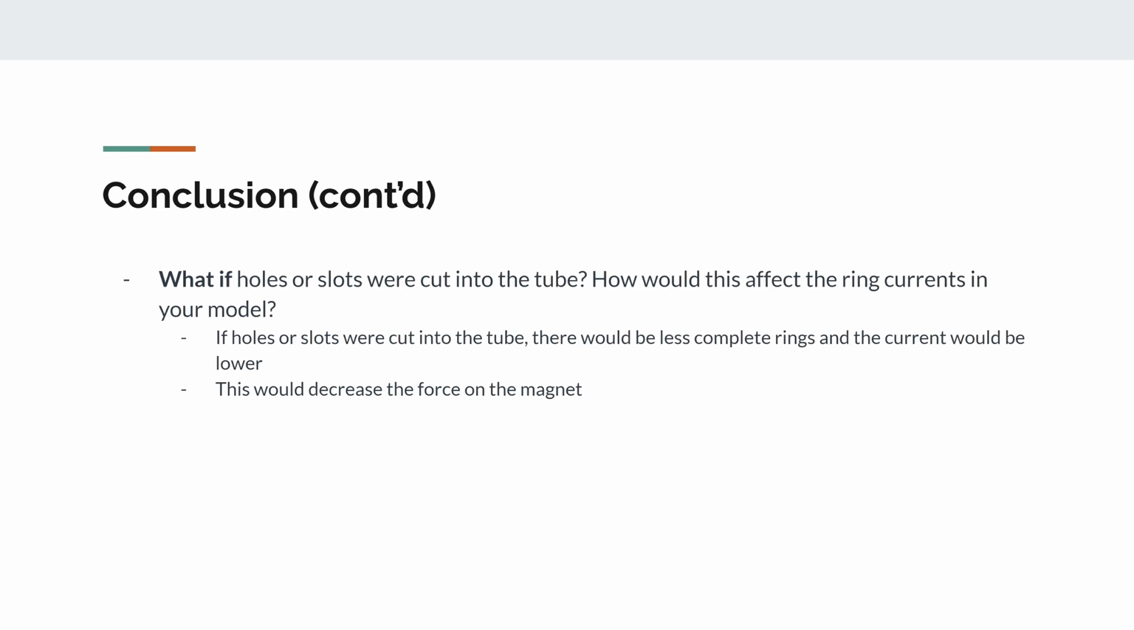What if holes or slots were cut into the tube? How would this affect the ring currents in your model? There would be fewer complete rings and the current would be lower. The current only flows in the clockwise direction, with no vertical movement of it, so the slots literally interrupt the current, and therefore the current would be lower overall, and this would decrease the force on the magnet.